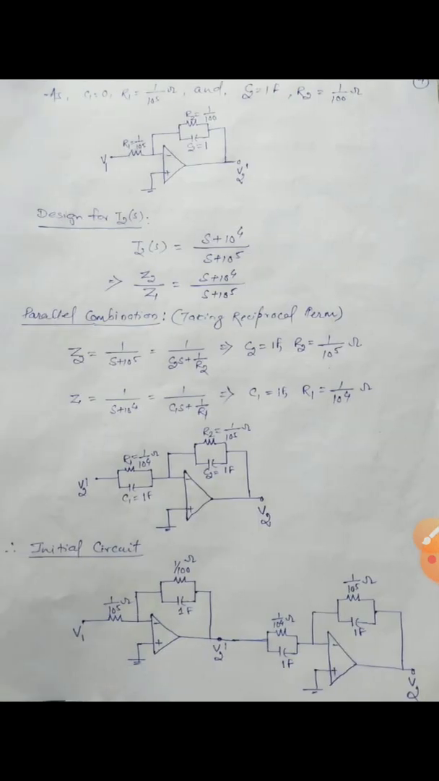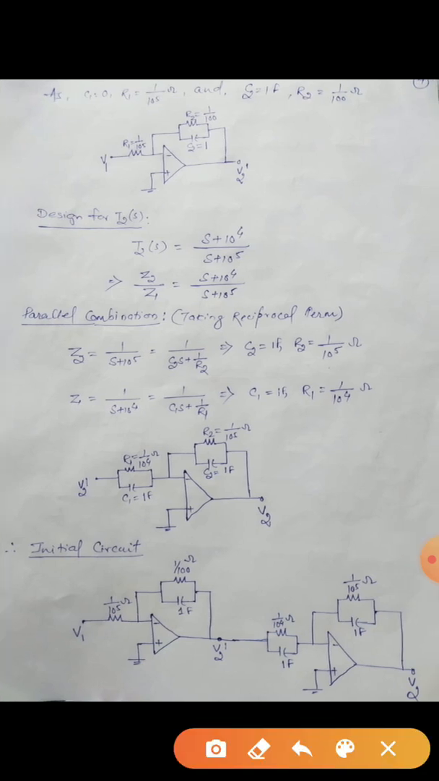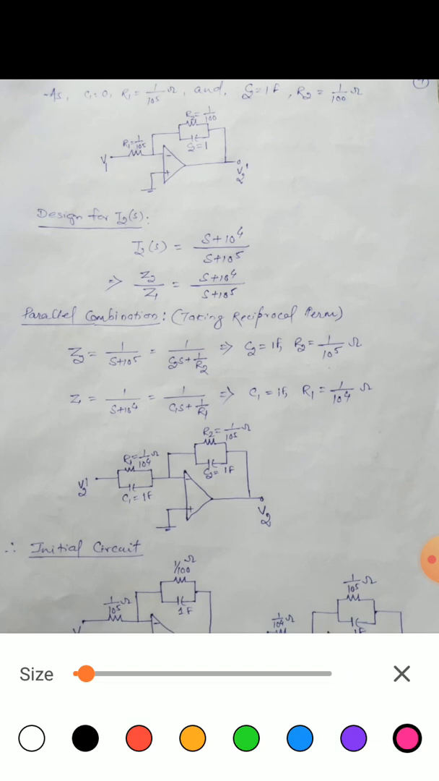Now this is the initial circuit for this particular transfer function. As the value of C1 is equal to 0 and only R1 is present, in the input terminal only a resistor is present. And as we are getting both C2 and R2, in the feedback a resistor and capacitor are both present, and as we are using the parallel combination for the circuit design, the resistor and capacitor are connected in parallel. So this is the circuit diagram for T1 of S.